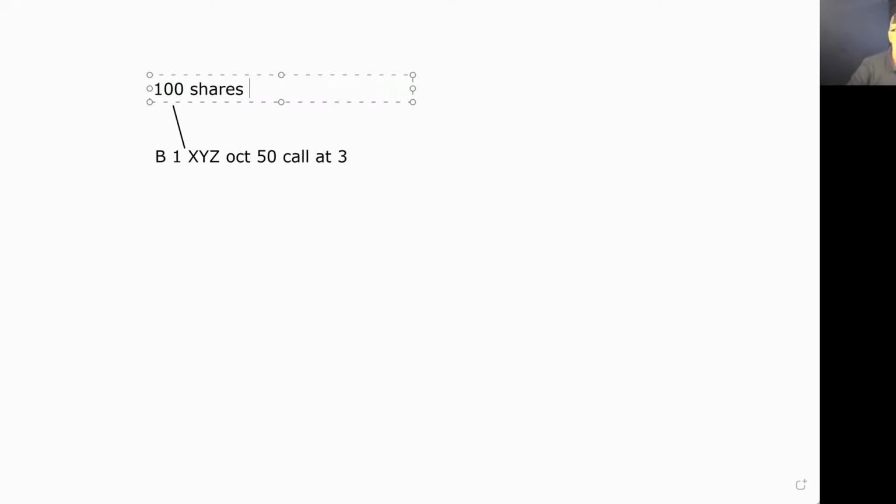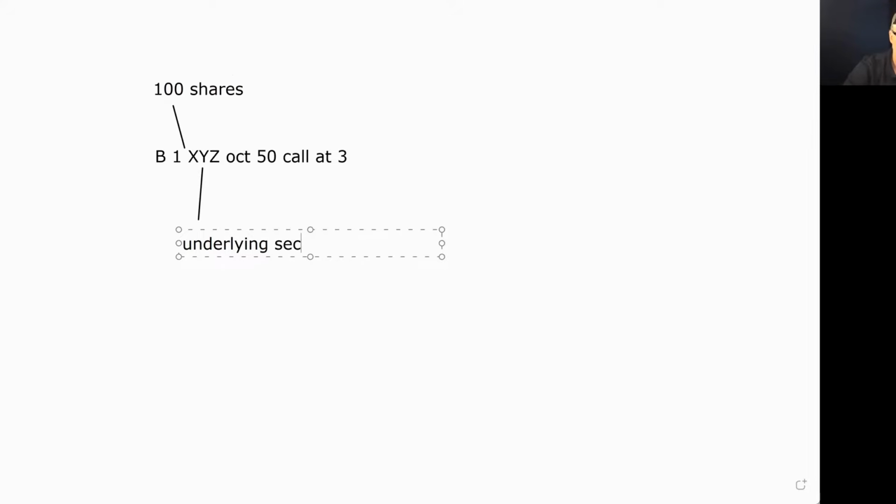Okay, so the next thing we have is the underlying. This is the underlying. This is the stock. We call it the underlying security, okay? It's going to be stock pretty much. That's where we're going to be doing this, okay? That's the stock you get to buy or sell.